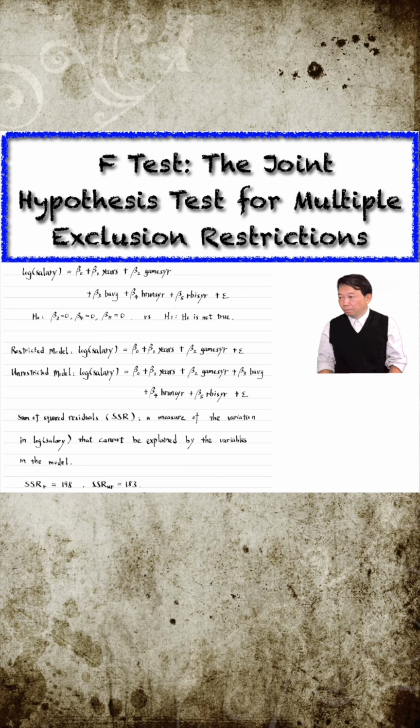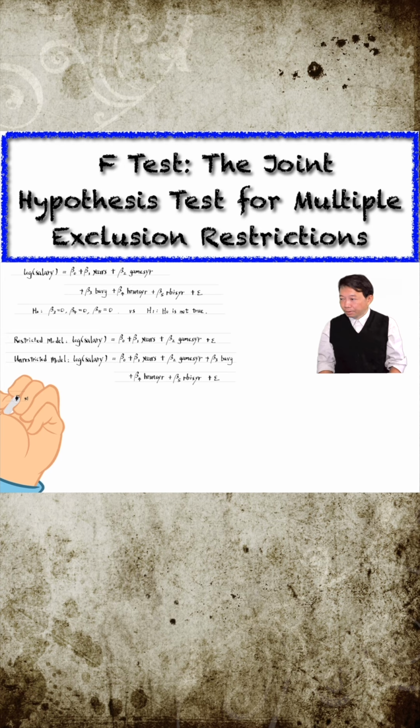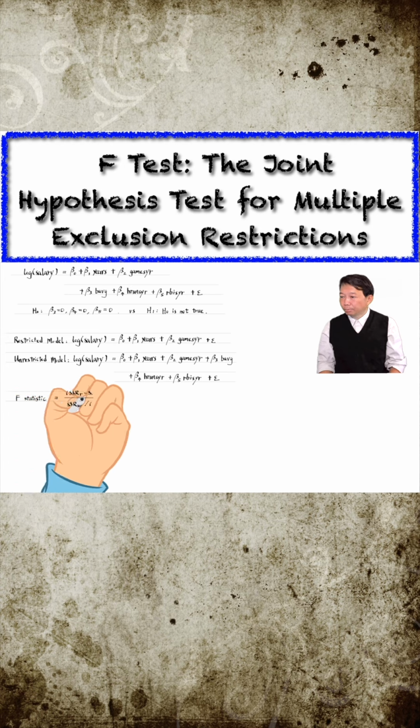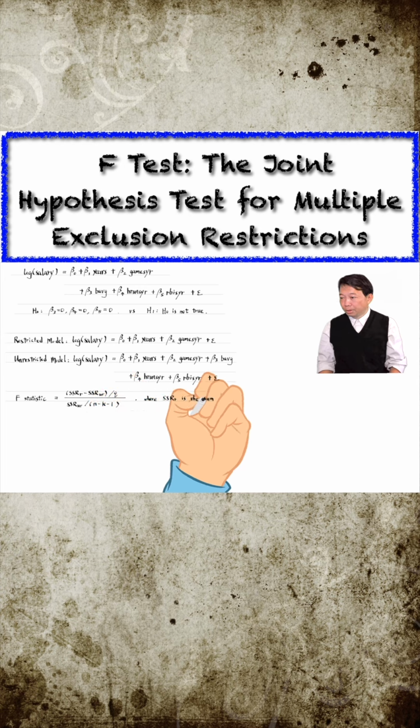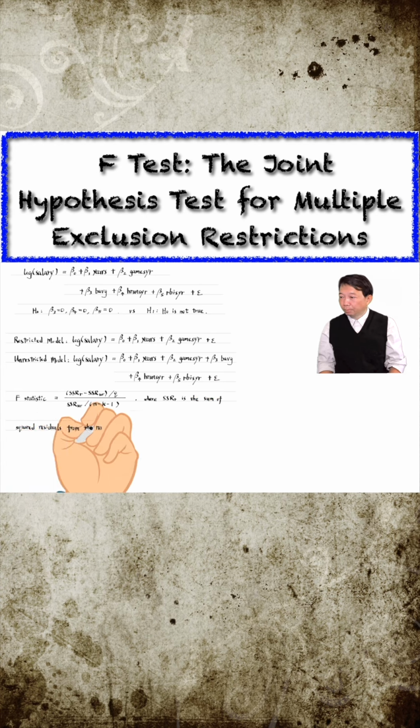Whether these three variables are statistically significant depends on the relative change. That is, the change in the sum of squared residuals relative to that from the unrestricted model. The F statistic is defined as follows. The numerator is the change in the sum of squared residuals, and the denominator is the sum of squared residuals from the unrestricted model. Both are adjusted by their degrees of freedom.